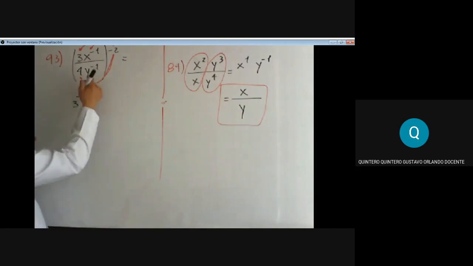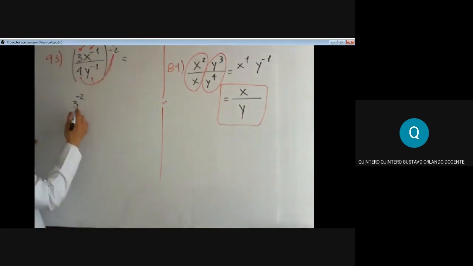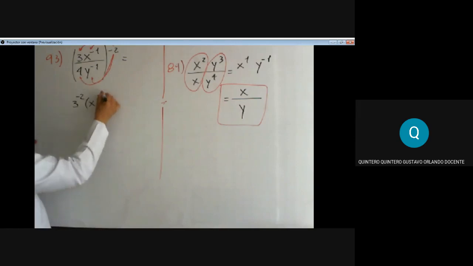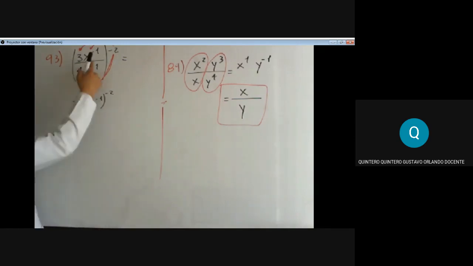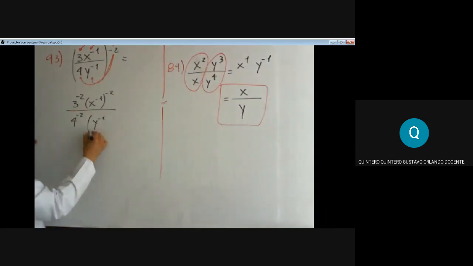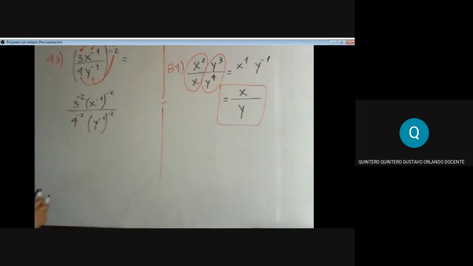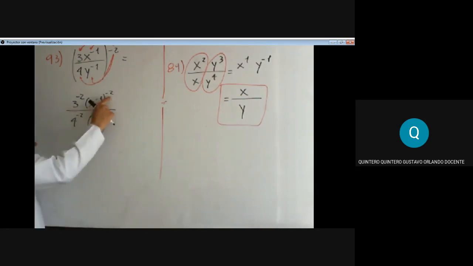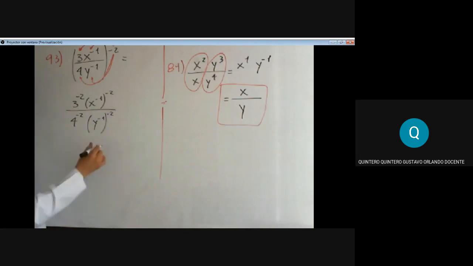3 to the negative 2, I'm distributing the exponents. So 3 to the negative 2, x to the negative 1 to the negative 2. Look at that. It has its own negative 2 now. Over 4 to the negative 2 and y to the negative 1 to the negative 2. But look at this. Now we have a situation where we can do power of a power. We can do power of a power here and also here. How do you do a power of a power? Well, you leave the base the same and multiply the exponents.